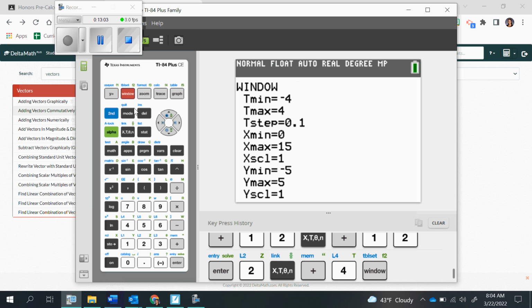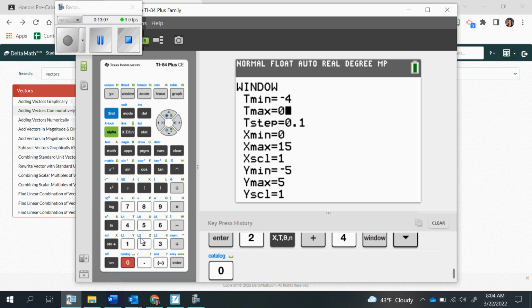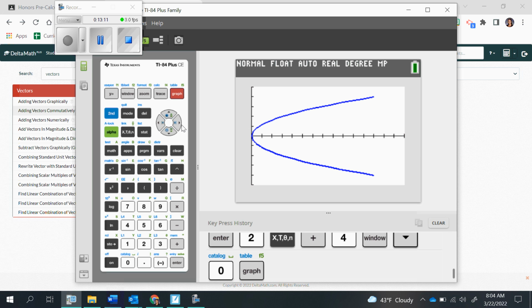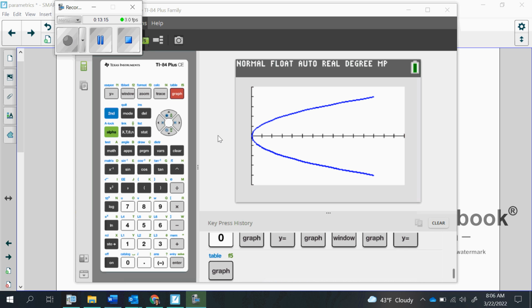Our window in this case, our t is between -4 to 0. So I'm just going to change my t max to 0. I'm not going to change anything else. And I'm going to hit graph. Okay, sorry, there's a little glitch in the system. So yeah, and this is what the function will look like.